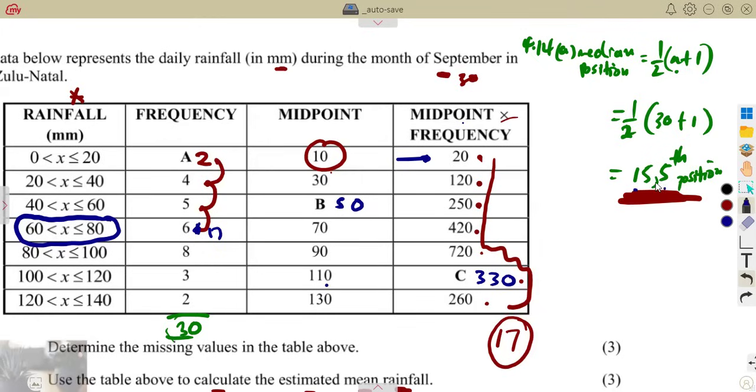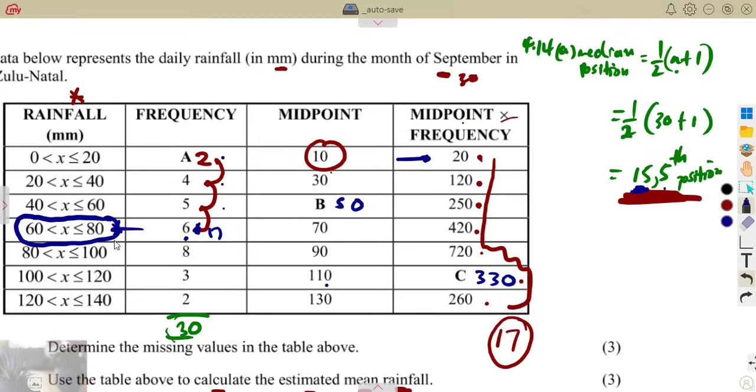That is where the 15,5 is going to be found. It is going to be found within. We counted, guys, 2 plus 4, which is 6, plus 5, which is 11. We are not yet at 15. We are still less than. But the moment we add this 6, it's now 17. We are more than this, meaning to say this 15,5 is here.